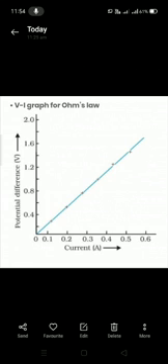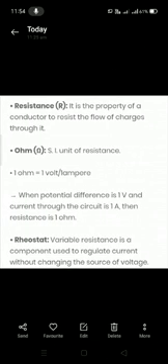And if you calculate the V by I ratio, the voltage by current ratio also remains the same in all the cases. Now resistance is a property of a conductor to resist the flow of charges through it. It can resist or oppose the flow of charges through it. The SI unit of resistance is ohm and the symbol is omega. 1 ohm is 1 volt by 1 ampere.